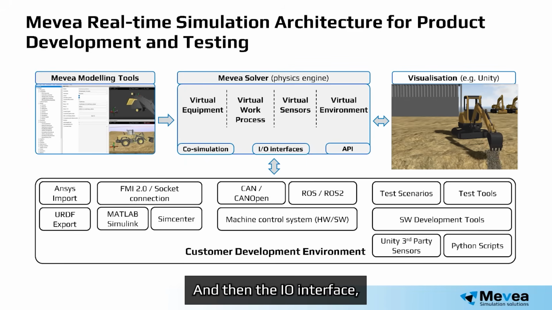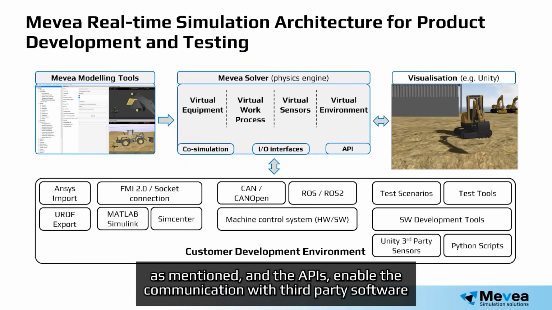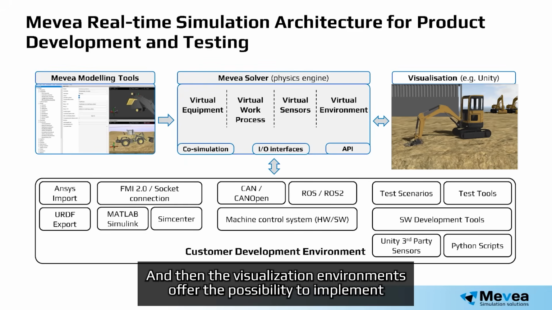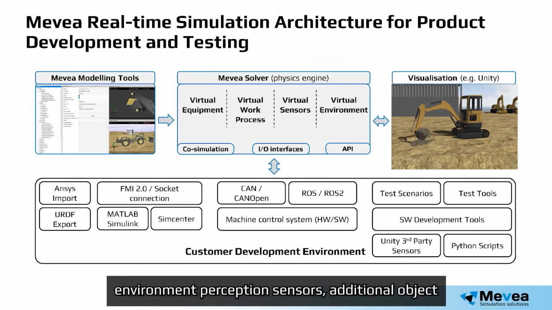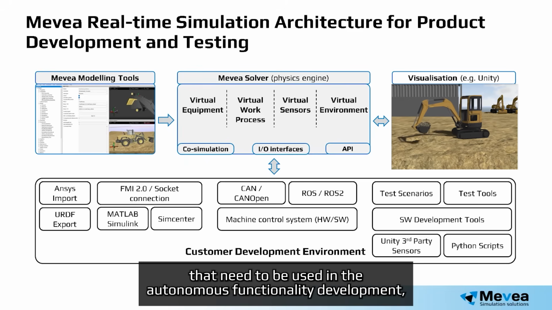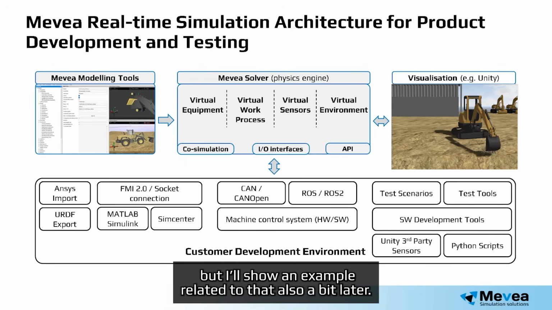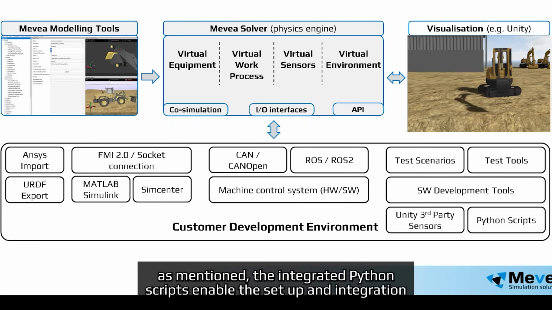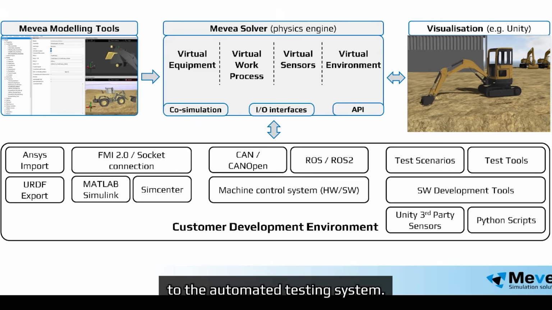And then the I/O interface, as mentioned, and the APIs enable the communication with third-party software for visualization or control systems using the common protocols. And then the visualization environments offer the possibility to implement the environment perception sensors and additional objects that need to be used in the autonomous functionality development, but I'll show an example related to that also a bit later. And then the command line interface, as mentioned, and integrated Python scripts enable setting up an integration to the automated testing system.